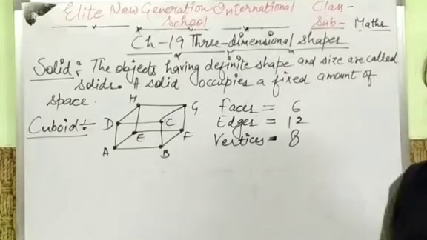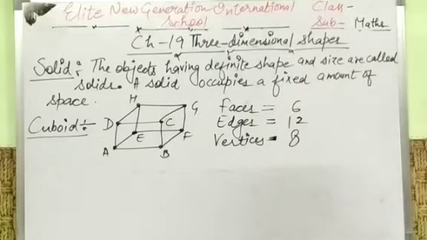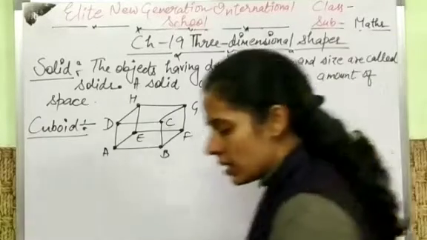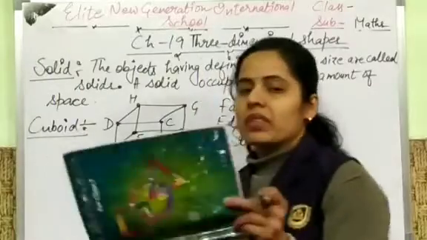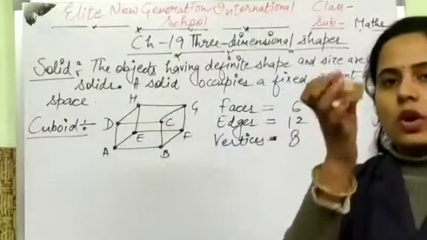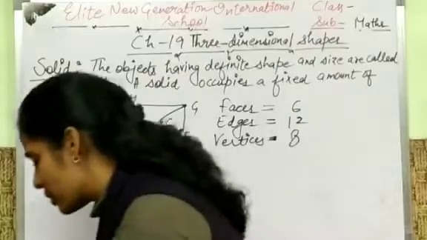And also you can easily write the name of all the 6 rectangular faces in a cuboid. And yes, examples of cuboid are this book, matchbox, almirah. These are all examples of cuboid.